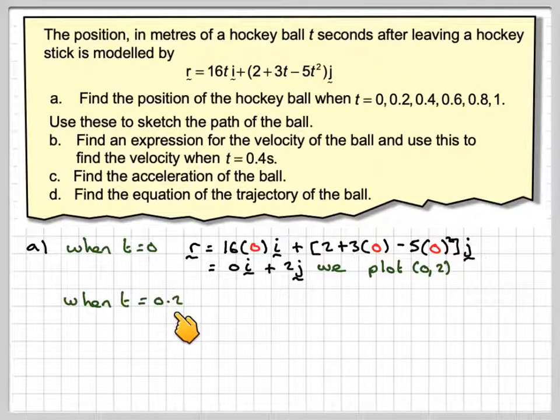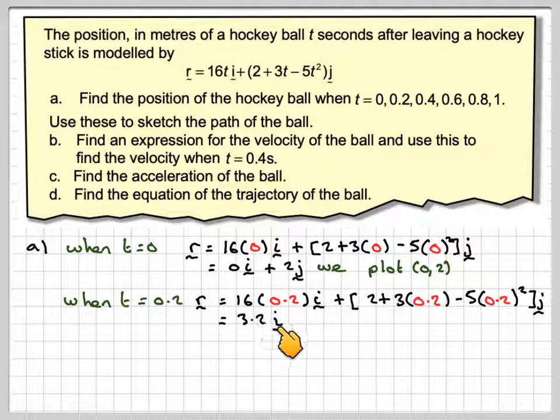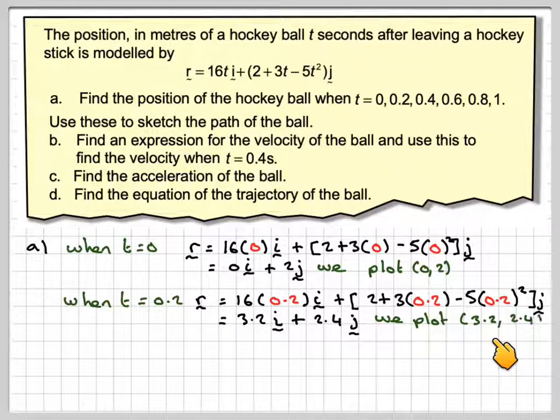Similarly, when t is equal to 0.2, we're going to get r is 16 times 0.2 i plus 2 plus 3 times 0.2 minus 5 times 0.2 squared j. That gives me 3.2i plus 2.4j. We plot the point 3.2, 2.4.